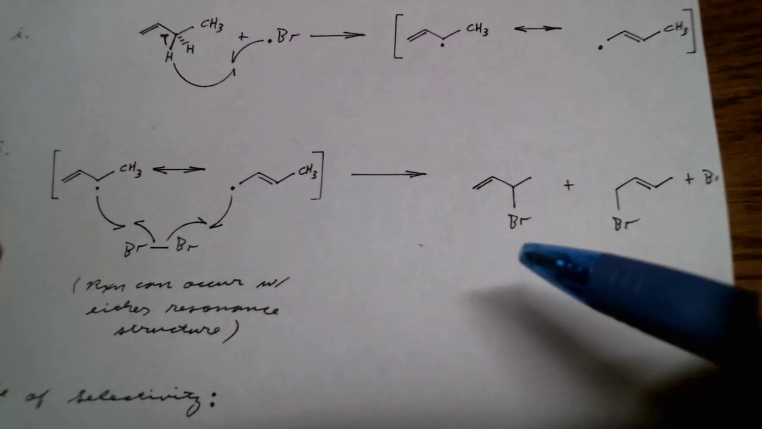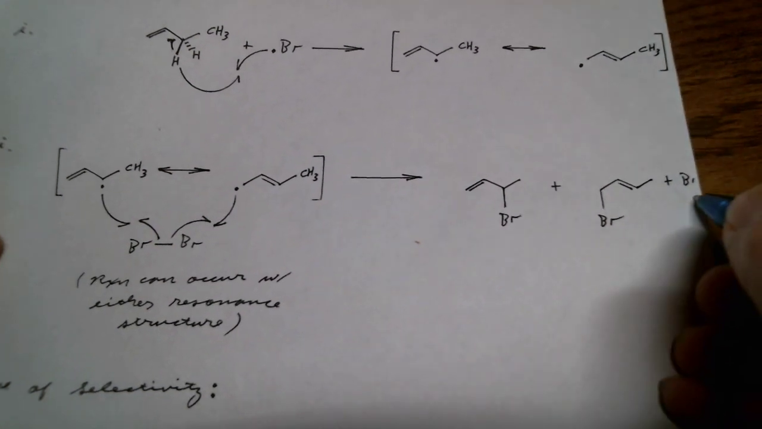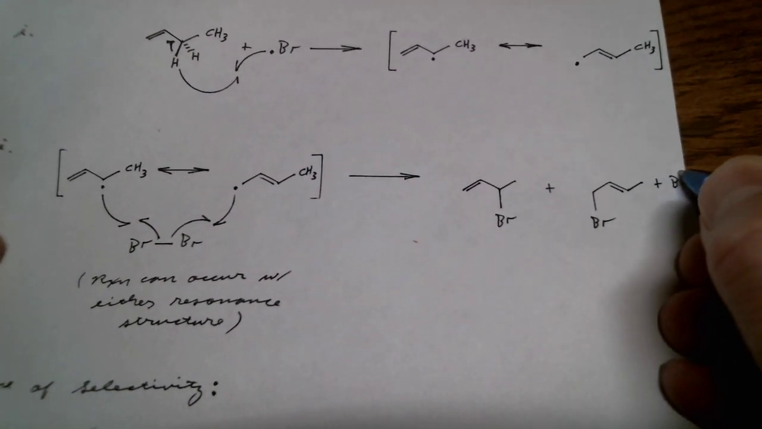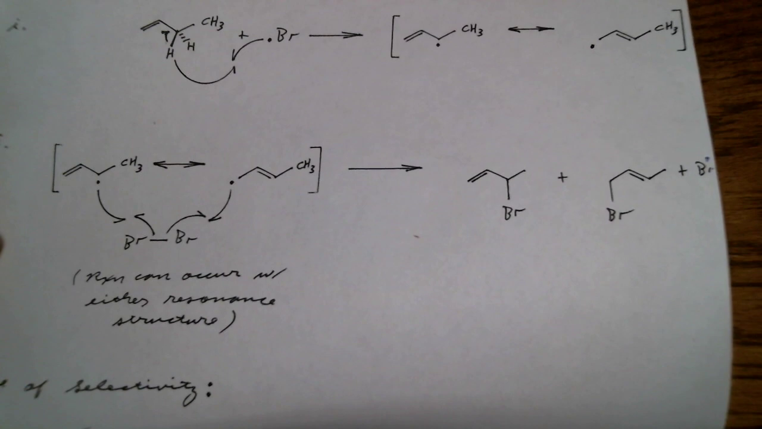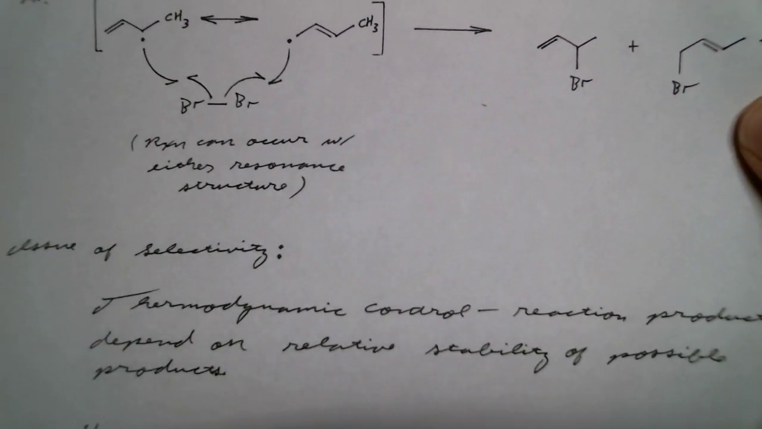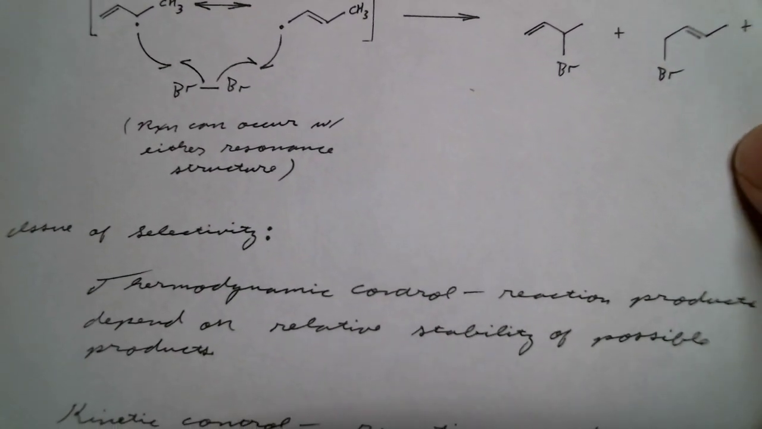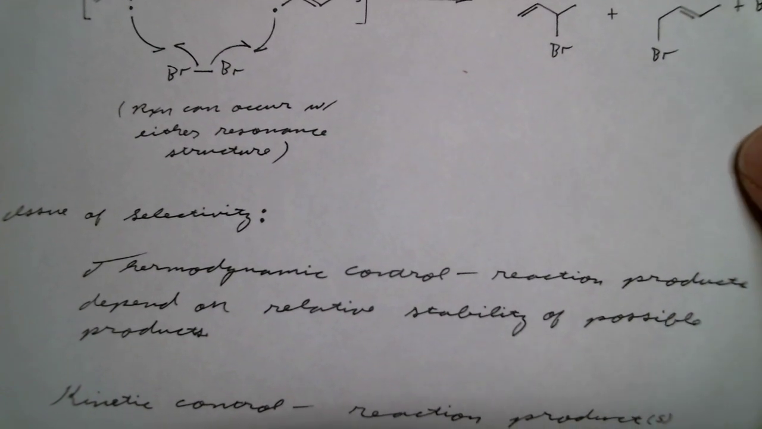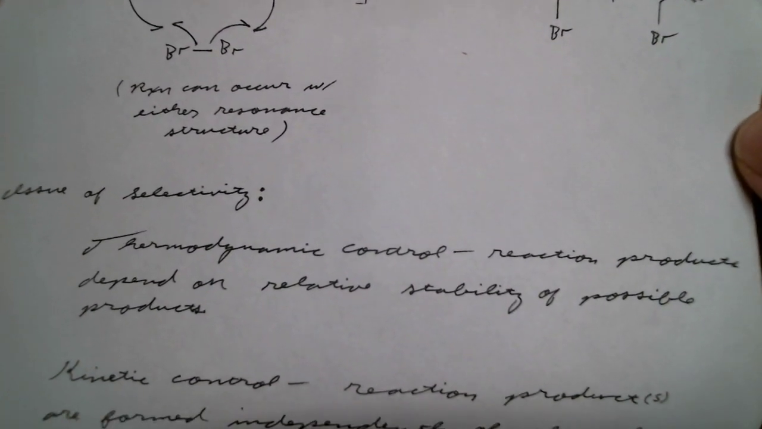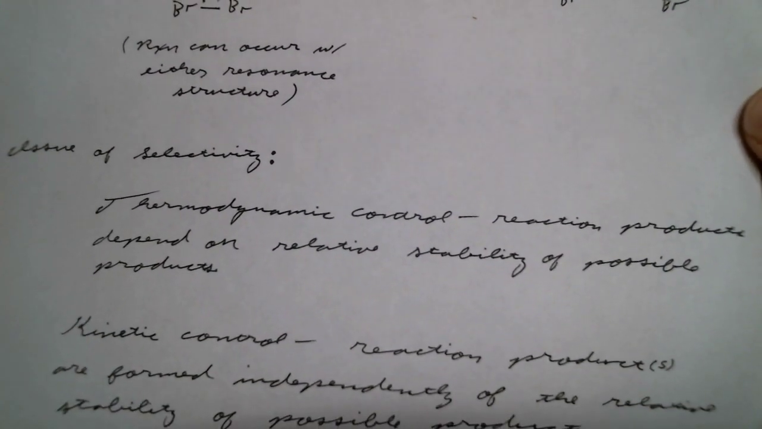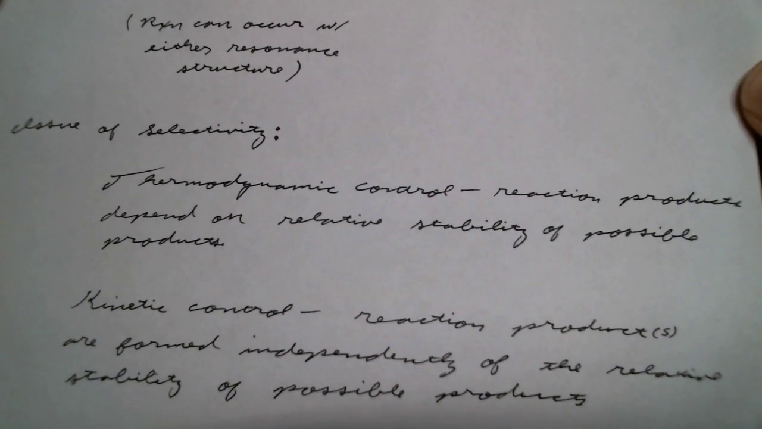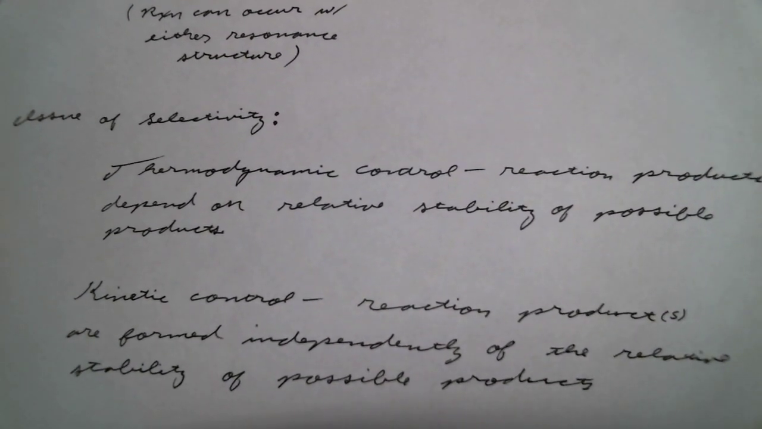Of course, the byproduct of this reaction is a bromine radical, right? So we've got a Br dot, which we're forming. Our issue of selectivity, thermodynamic control: the reaction products depend on the relative stability of the possible products, and we choose the most stable product if our reaction is under thermodynamic control.